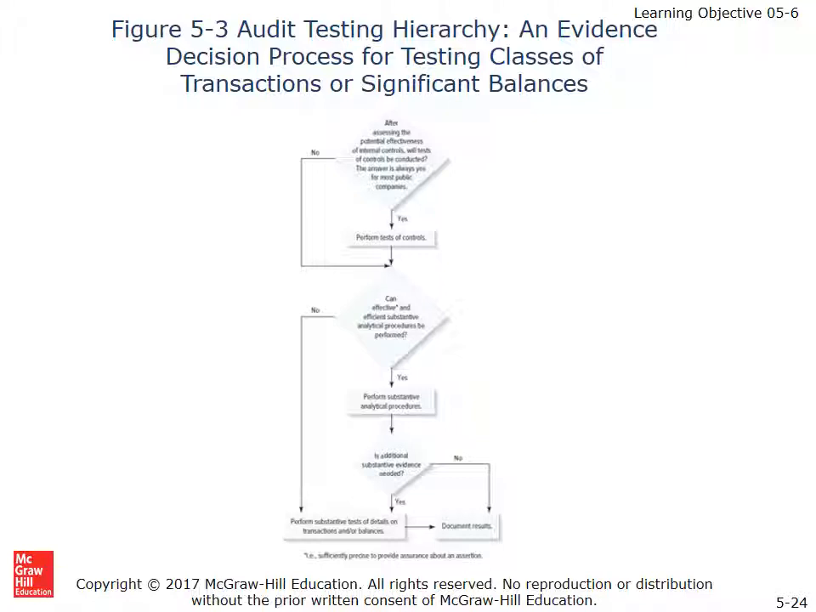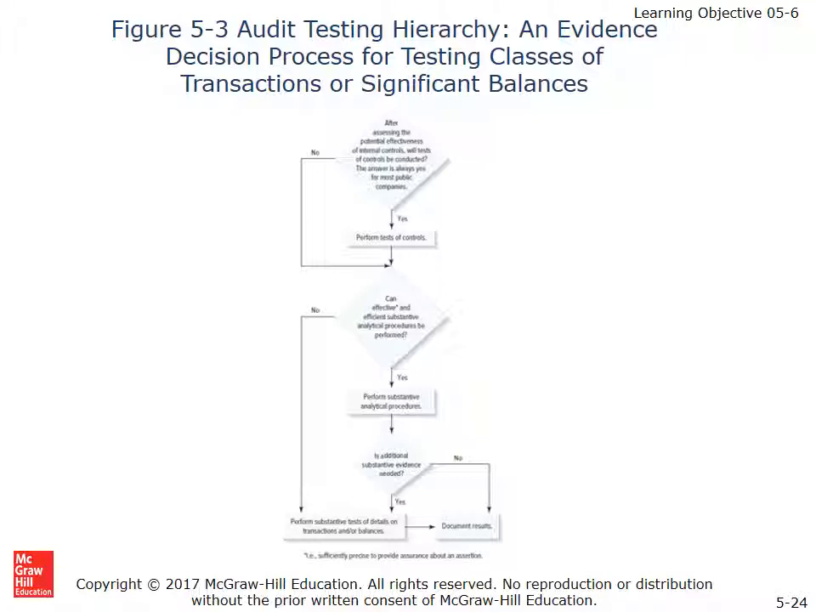So you look to see, how does the company handle paying cash? And you look at their internal controls and you say, do we need to test them? Yes. Then we're going to perform tests of controls and make an assessment based on that. That's what's in Chapter 6. If you say no, and by the way, the answer is always yes for public companies. If the answer is no, then you go down.